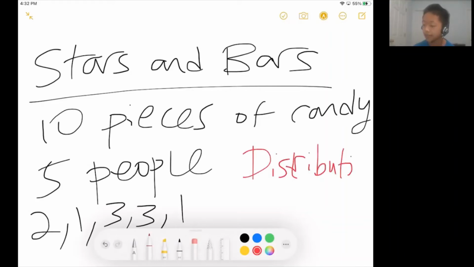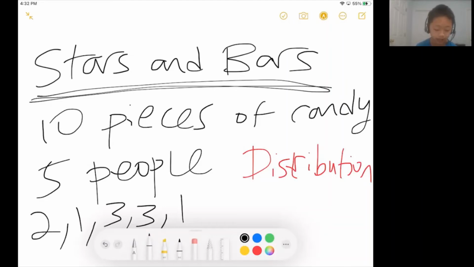And distribution questions are pretty common in math competitions in general. And one of the most common techniques that can be used to solve these distribution questions is called stars and bars, which is what we're going to be talking about today.